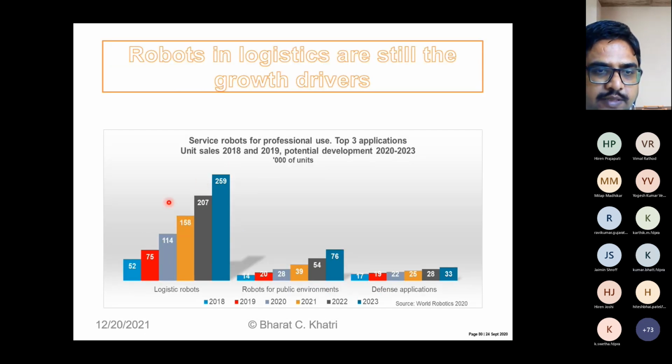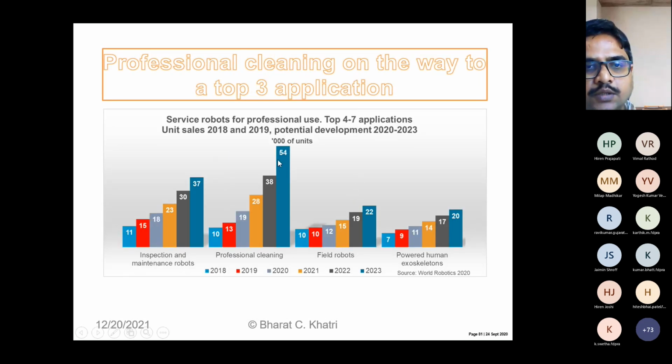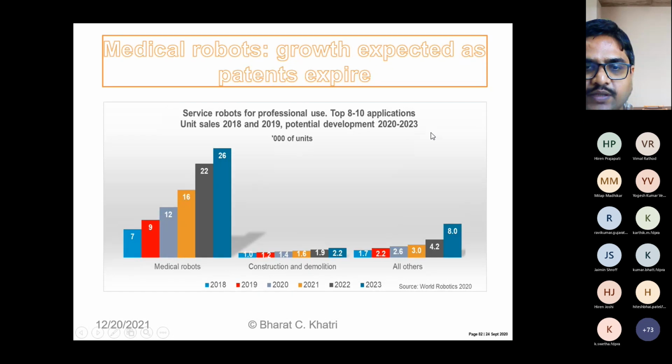Logistic robots used in the service robot sector are also continuously growing. For the public environment also it is growing. Defense application also is growing. The data shows that a lot of robots are used for logistic purposes, for material handling. Here it is showing various fields like inspection, maintenance, field robots and powered human exoskeleton robots used from 20 to 23. Forecast is also shown here.